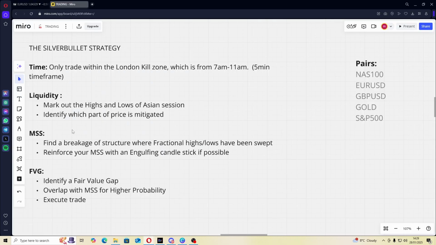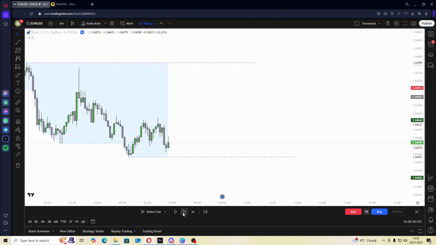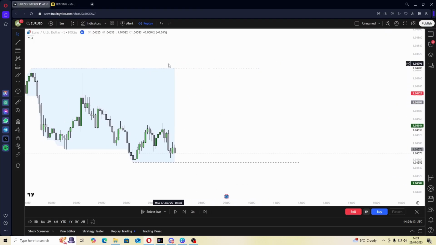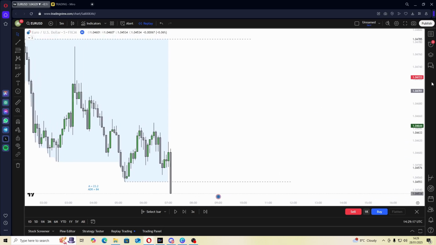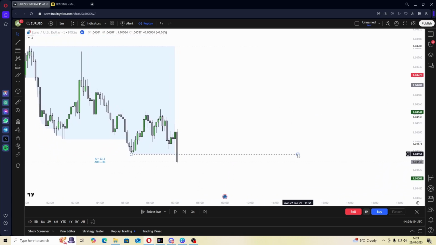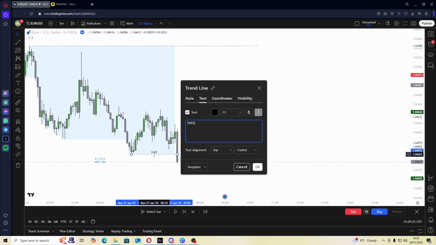Once you mark out the highs and the lows, you identify which part of price is mitigated, and then you find a breakage of structure. So let me show you exactly what this means. You need to find out which part of price, if it's the highs or the lows, gets swept first for liquidity. So if I play price forward, you can see the lows have completely been swept, just like that. And this means this is a sweepage of liquidity right here.